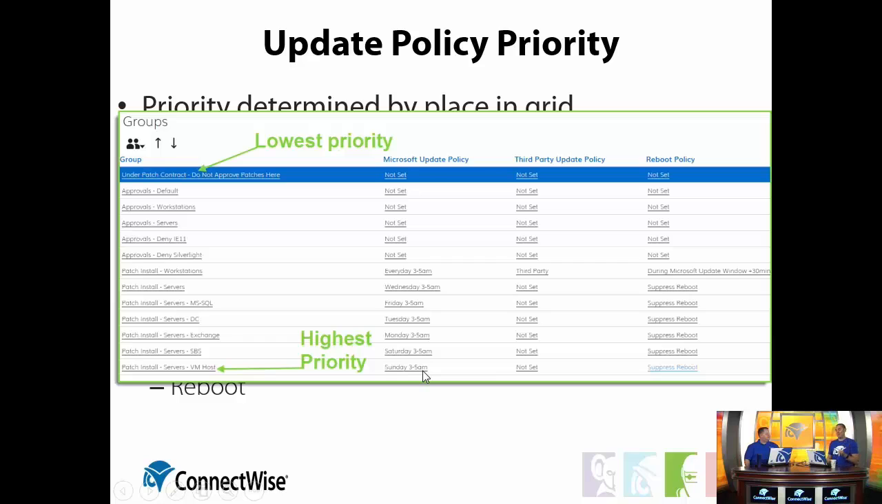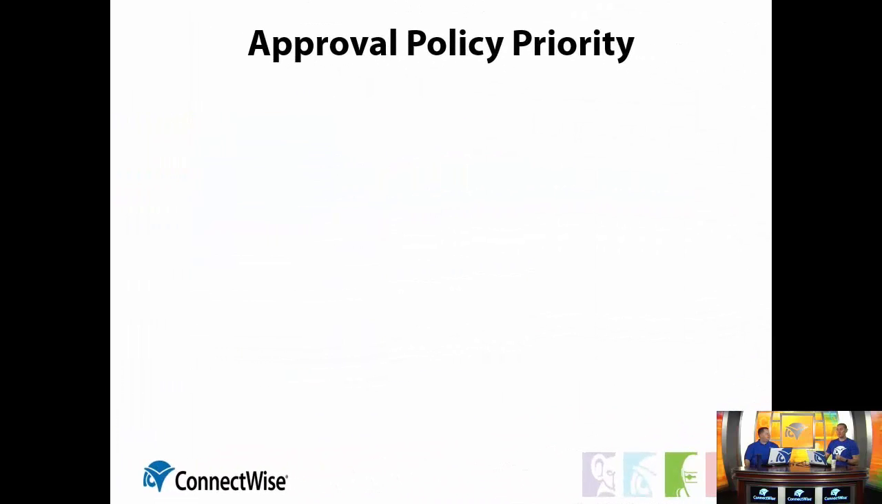So again, very important when we're talking about update and reboot policies, the order in the grid determines how those policies get assigned. When we talk about how we order our grid, it is going to make a lot more sense moving forward. Now we're going to switch gears. So we have our update reboot policies, and those are controlled by the placement in the grid. Now I have my approval policies.